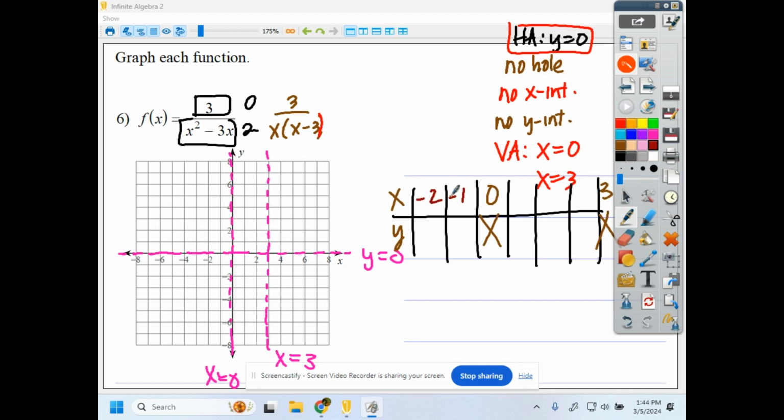So we're going to plug into the equation. So 3 over negative 2 squared minus 3 times negative 2. That will give us 3 over 4 plus 6. That gives us 3 over 10, so 0.3 here, right? And then for the negative 1, 3 over negative 1 squared minus 3 times negative 1. This will be 3 over 1 plus 3. So that will be 3 over 4, or 0.75, or 3 fourths.